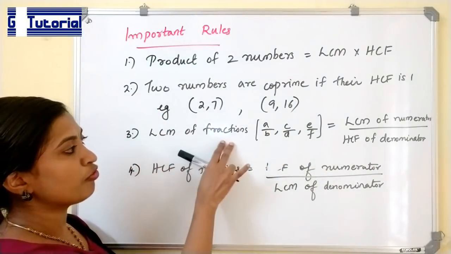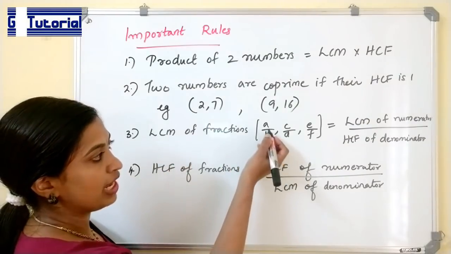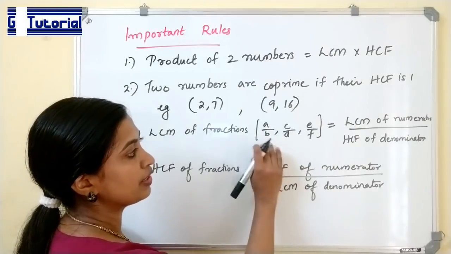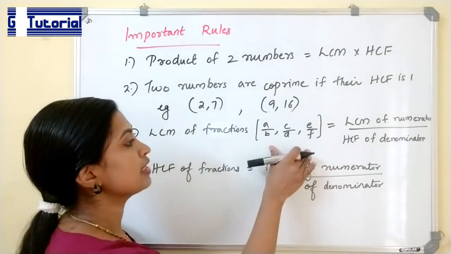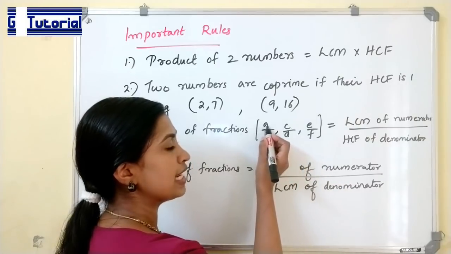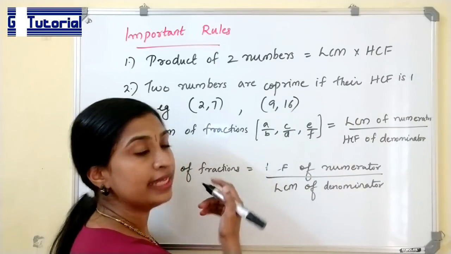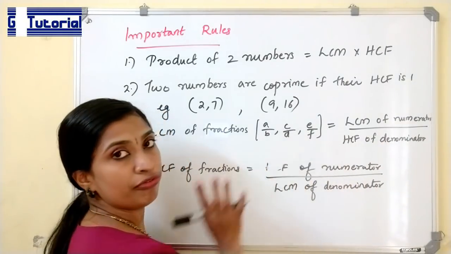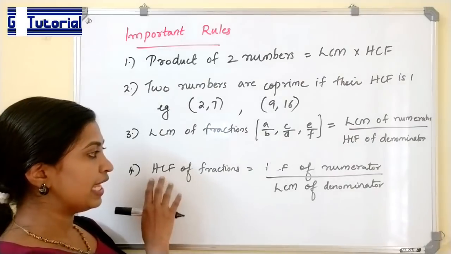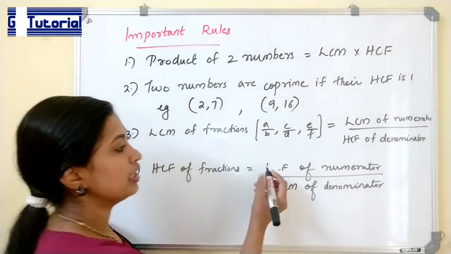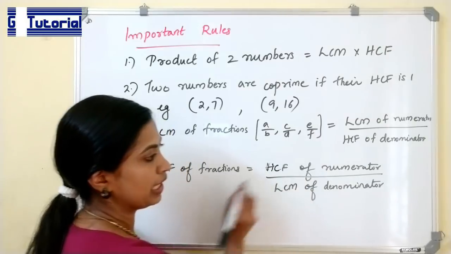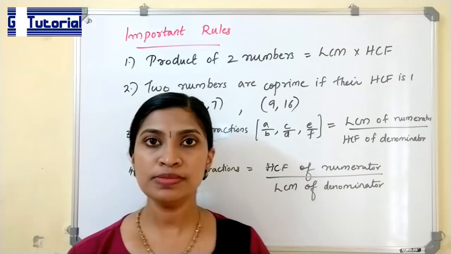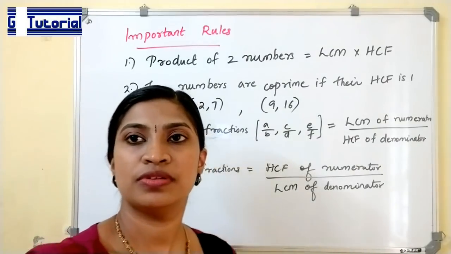Next is LCM of fractions. If fractions are given like A by B, C by D, E by F, and we are asked to find the LCM of these three fractions, then it is equal to the LCM of the numerators, that is LCM of A, C and E, divided by the HCF of the denominators, HCF of B, D, F. Similarly, if you are asked to find the HCF of fractions, then it is equal to HCF of the numerators by LCM of the denominators. Now let us do some problems from LCM and HCF.